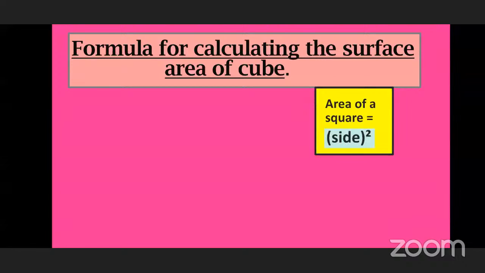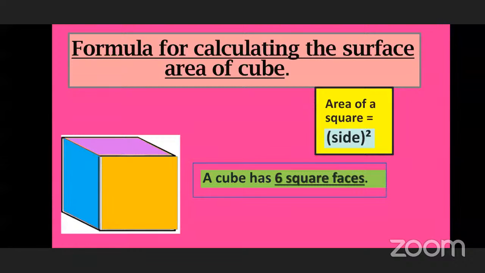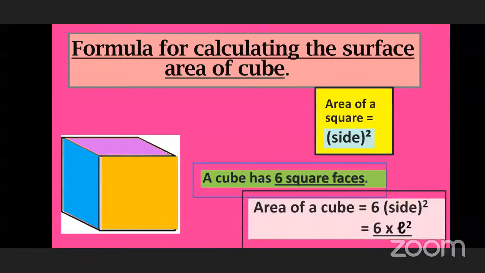And children, just now we have seen that each face of a cube is a square, and the cube has 6 square faces. So the formula of surface area of a cube is 6 side square. As the cube has 6 faces, the formula of surface area of a cube is 6 side square.